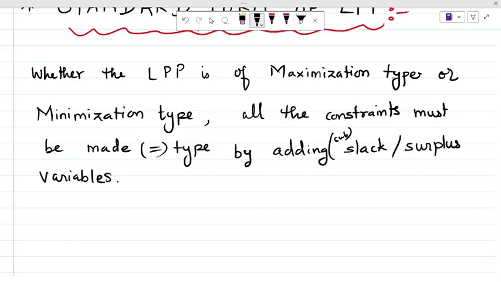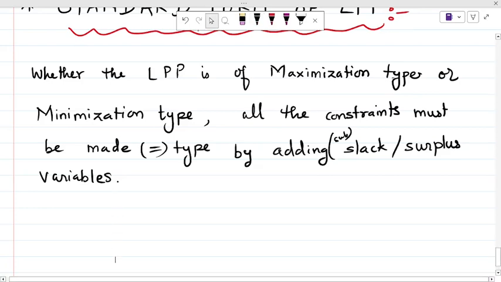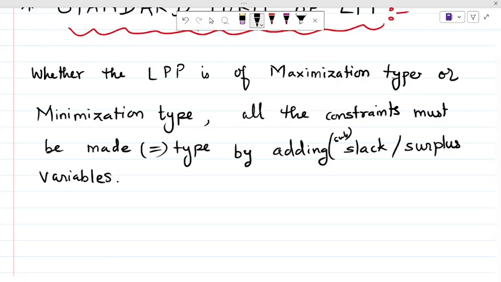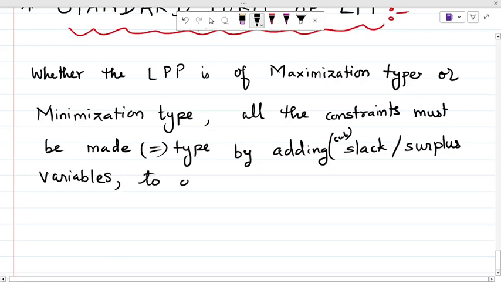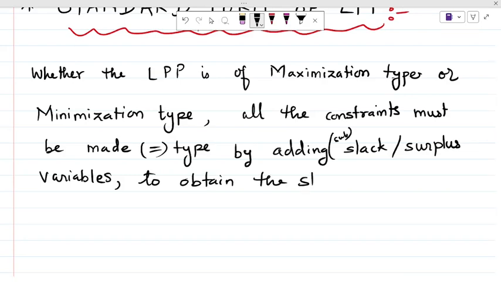Now let me help you out with what it is. So, adding all constraints must be made equal to type by adding slack or surplus variables to obtain the standard form of LPP. So let us see how to handle it here.